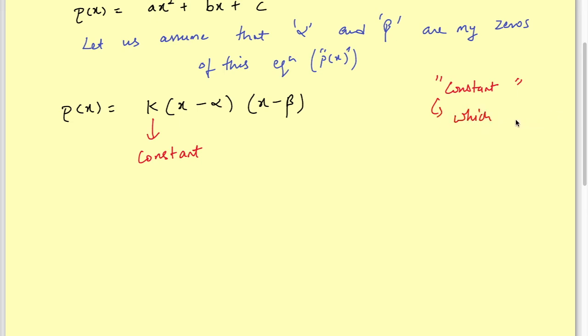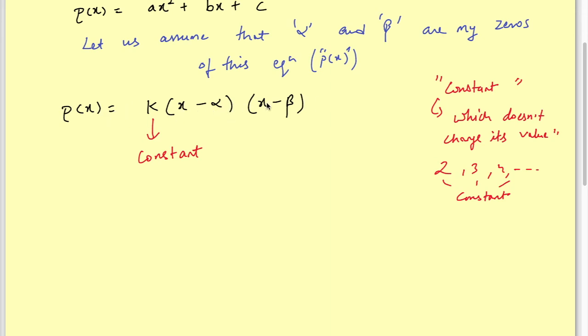Now what is a constant? A constant is something which doesn't change its value. Likewise 2, 3, 4 and so on, these are numbers, these are constants because they don't change their value, because 2 is always 2 and 3 is always 3 and 4 is always 4, and many other numbers like 1.3, 1.2 and so on.